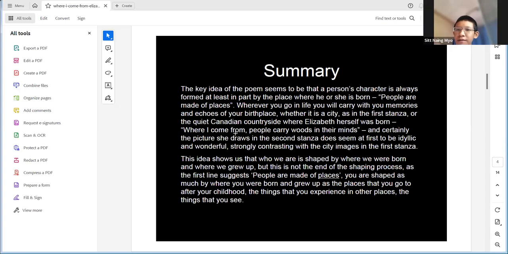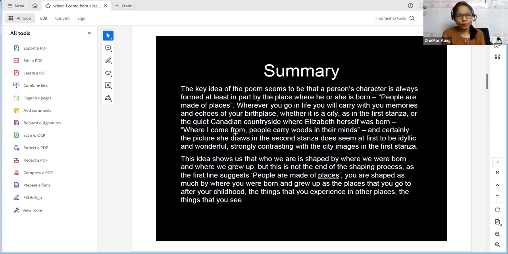Wherever you go in life, you will carry with you memories and echoes of your birthplace. Whether it is a city, as in the first stanza, or the quiet Canadian countryside where Elizabeth herself was born. Where I come from, people carry wolves in their minds. And the picture she draws in the second stanza does seem at first to be idyllic and wonderful, strongly contrasting with the city images in the first stanza.